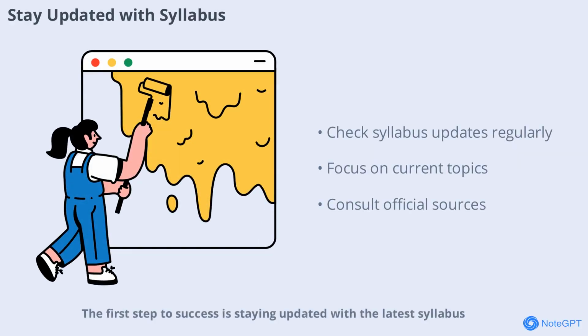First step to success is staying updated with the latest syllabus. The CA Foundation syllabus often changes to reflect current scenarios, so it's essential to regularly check for updates. Make it a habit to visit the official website or consult your coaching institute for any new topics or changes. This ensures you don't waste time on outdated material and focus your efforts where it matters most. Being up to date not only boosts your confidence, but also gives you a competitive edge over others who might miss out on crucial updates.